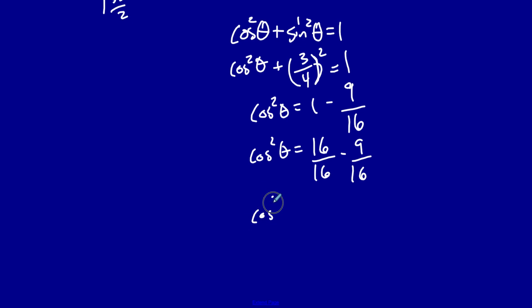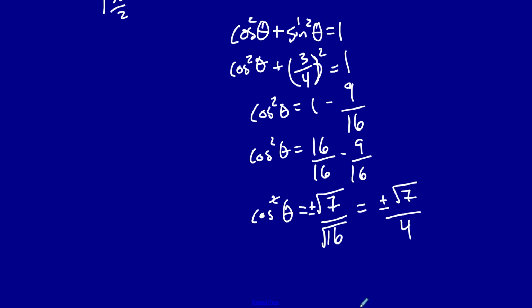And cos squared theta is equal to 16 minus 9, which is 7, so 7 over 16. If I take the square root of this, I get rid of the square, and I'm going to say that this is the plus or minus version and take the square root of both of these things. So I'll be left with plus or minus root 7 all over, and I can take the square root of 16, so that's 4.